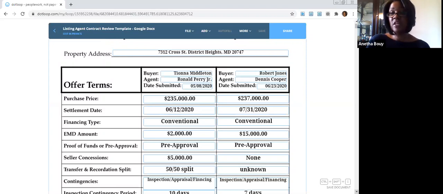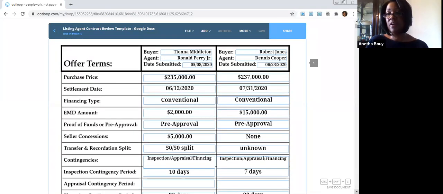In the end, the seller is going to choose the offer that they feel is best for them. But you just want to lay out a picture for them so that they're able to get a clear understanding of what the offers are.